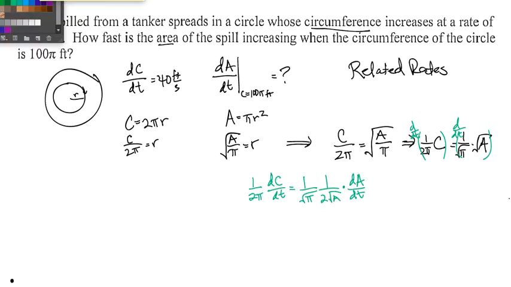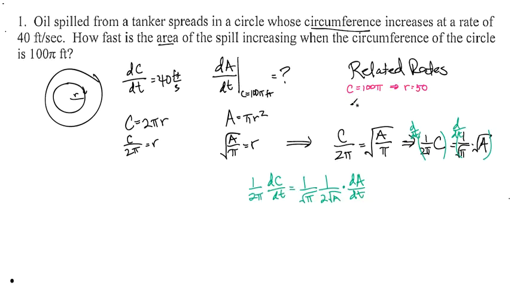Now you might think, oh, this problem gives us C, and here we are asking for A, but we can figure out what the area is at this moment very quickly. So if the circumference is 100 pi, that means that the r is equal to 50, because 50 times 2 pi is equal to 100 pi. That means the area at this moment is equal to 50 squared times pi, which is equal to 2,500 pi. Okay, that gives us our A.